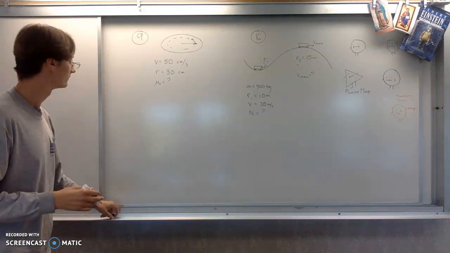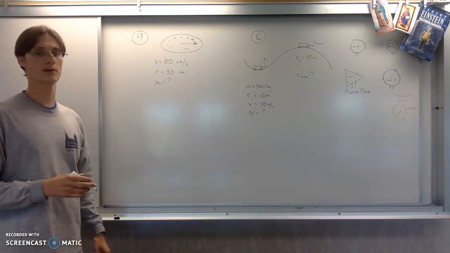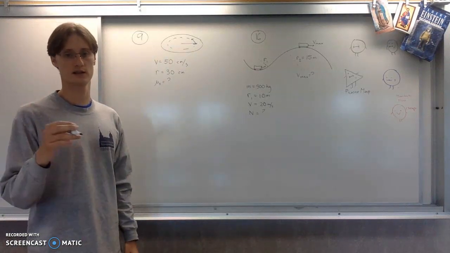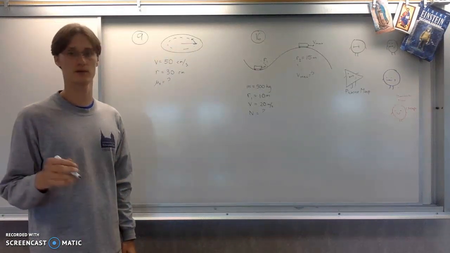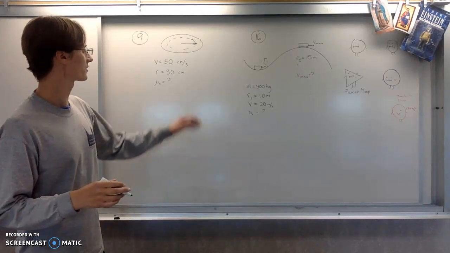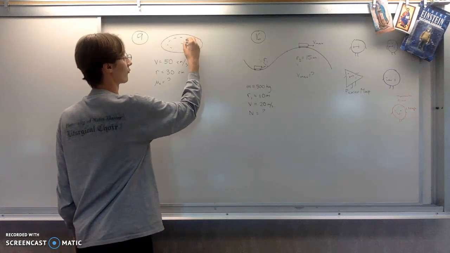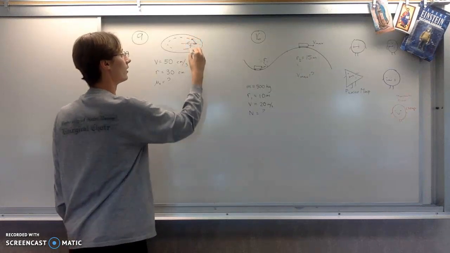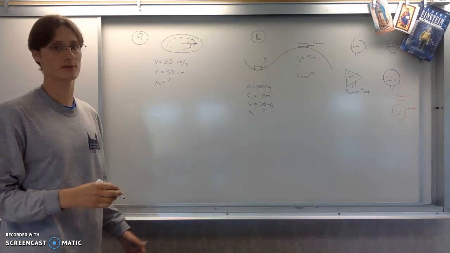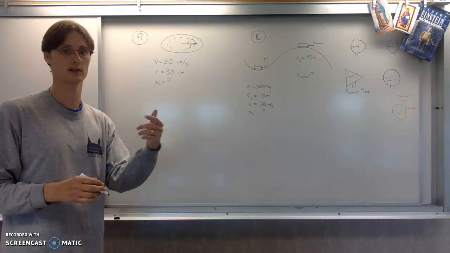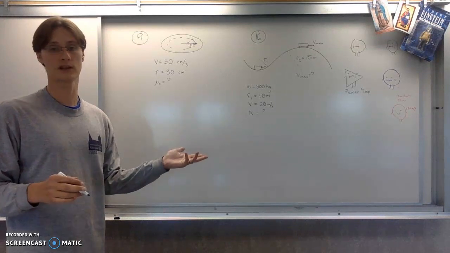Welcome to part 2, number 9, with the coin on the turntable. I actually covered this one in the lecture video that you guys should have watched yesterday. So the deal with the coin on the turntable is, of course, it's got friction holding it into that circular path. Without friction, it would just sit there while the turntable spun underneath it. So it wouldn't be moving at all in the first place.